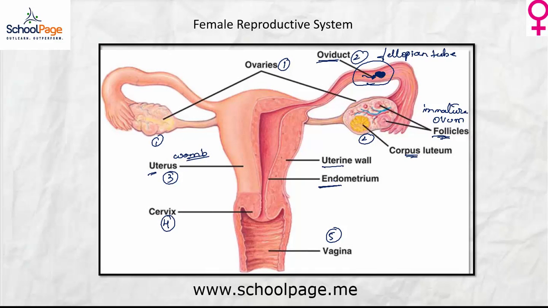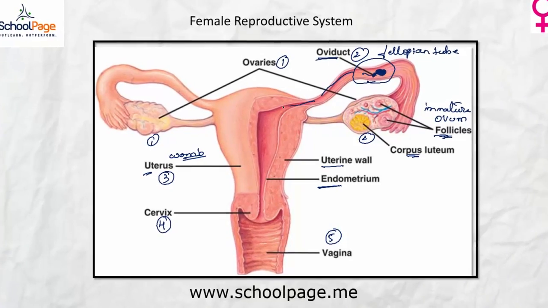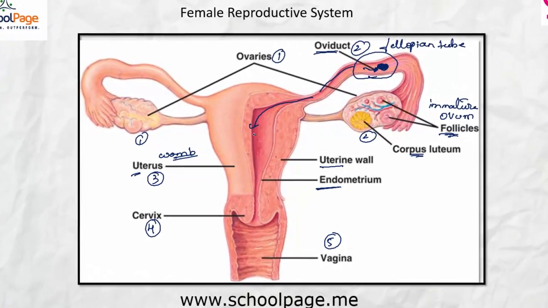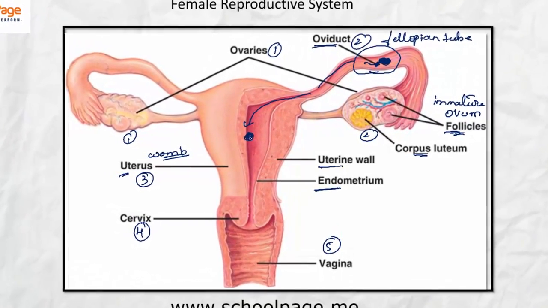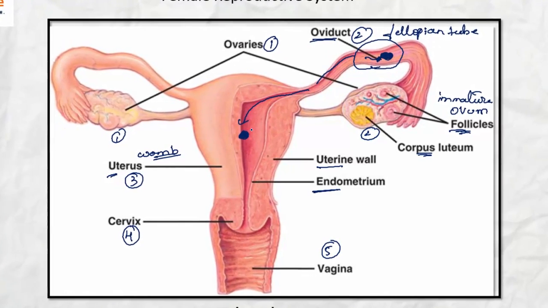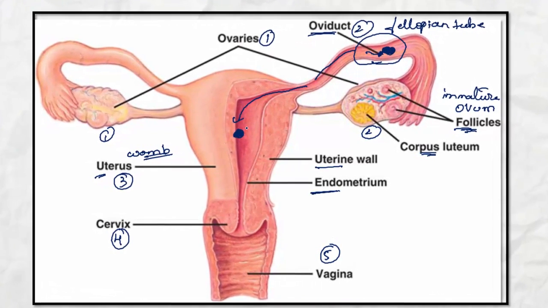Uterine wall and endometrium are the part of uterus. Once the egg is fertilized, it moves down the fallopian tubules and enters the uterus. By this time, uterus has already developed a spongy and a thick tissue in order to nourish the fertilized egg. So the fertilized egg gets implanted inside the uterus and starts development.